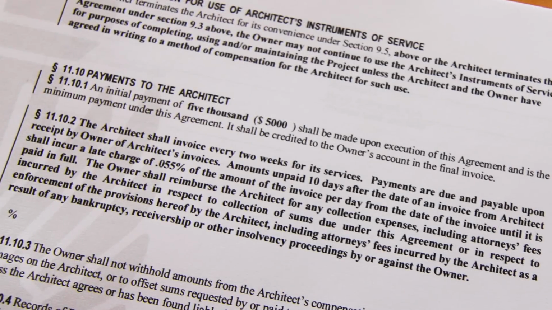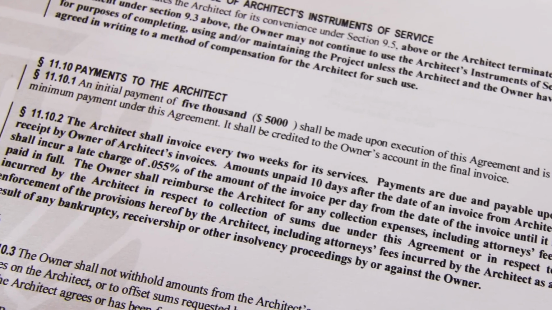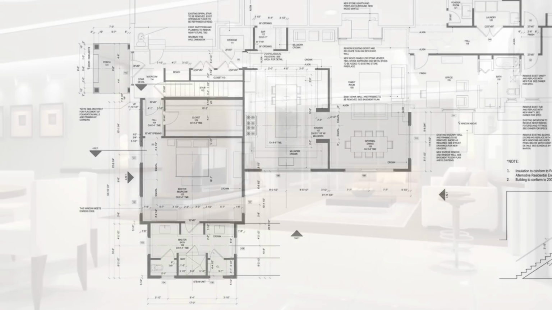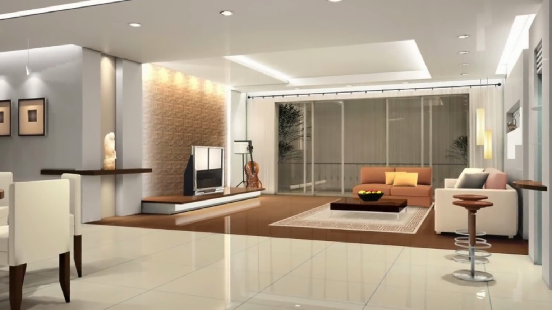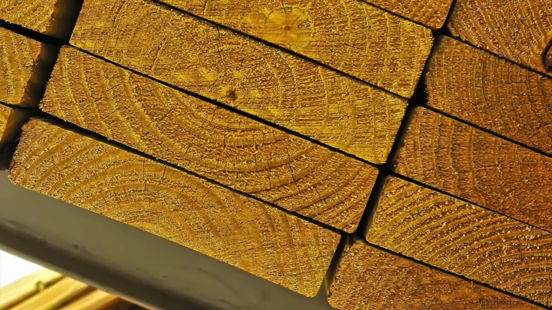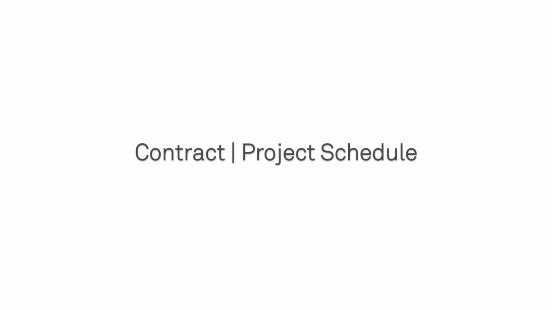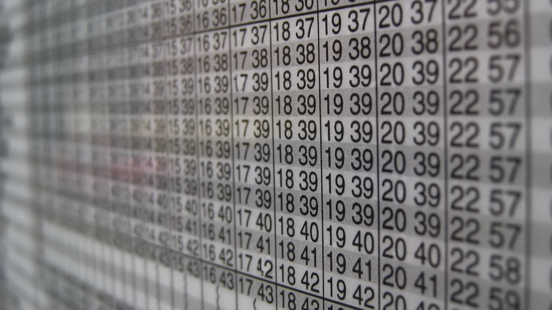Your contract should also detail the architect's responsibilities, especially since these can range depending on the scope of work and fee. For example, do the services include full construction documents, interior design, lighting design, or specification of building materials and products? Your contract should establish a project schedule, even if general in time frame.